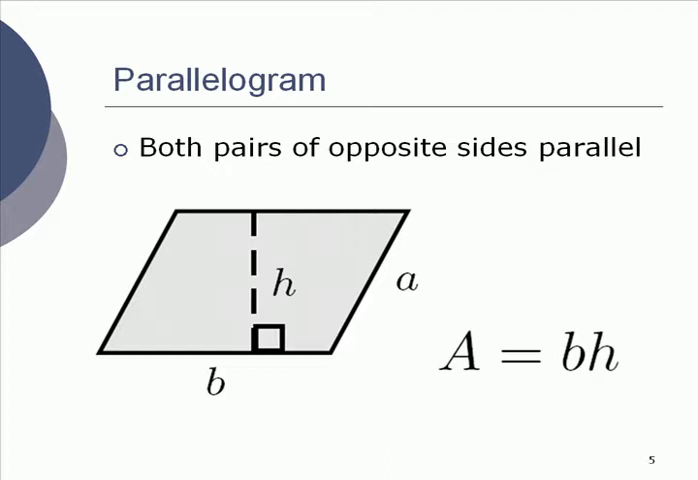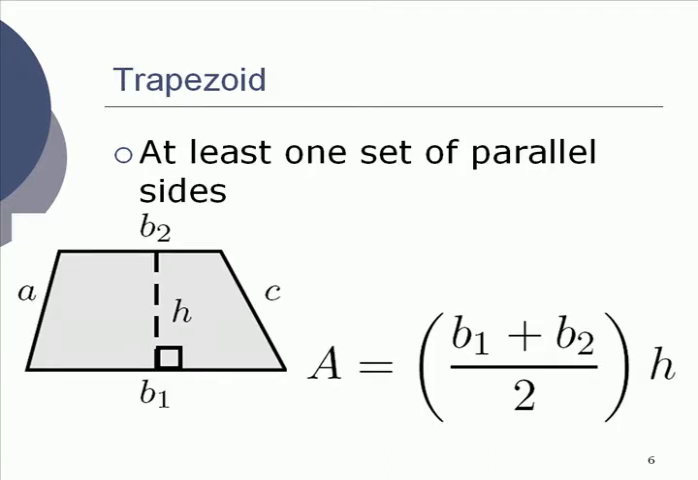Next one is a trapezoid. Anybody remember what a trapezoid is? What is it? Stop there. That's right. One set of parallel lines. So, to find the area of a trapezoid, we need to find out what the average width is and multiply it by the height.